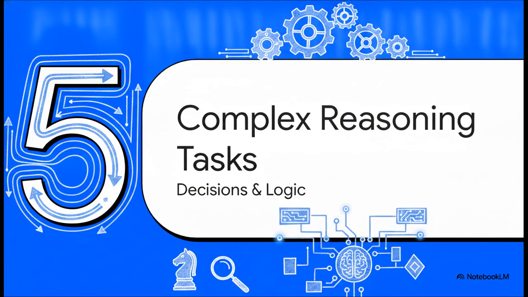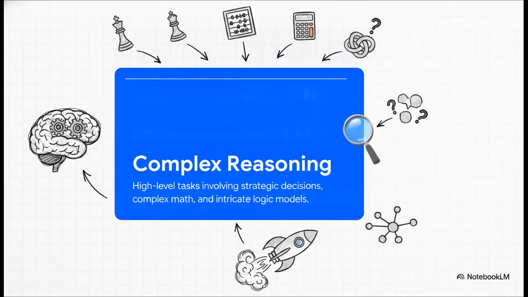Section 5. Tackling complex reasoning tasks. We are diving into strategic decisions and logic. Let's slow things down for a second, because we are entering the most demanding, sophisticated category of AI work. Before we pick a tool, look closely at how we define this. Complex reasoning isn't just writing a quick summary. It represents high-level tasks involving strategic decisions, weighing trade-offs, building scenarios, and running complex math and logic. The stakes here are high, and the processing power required is immense.